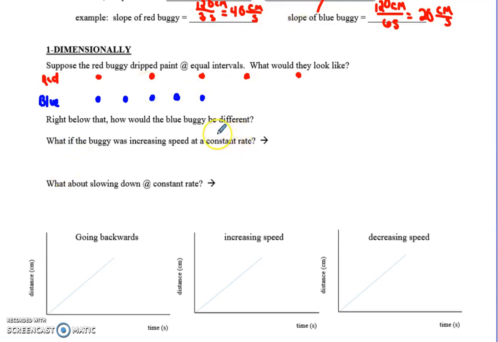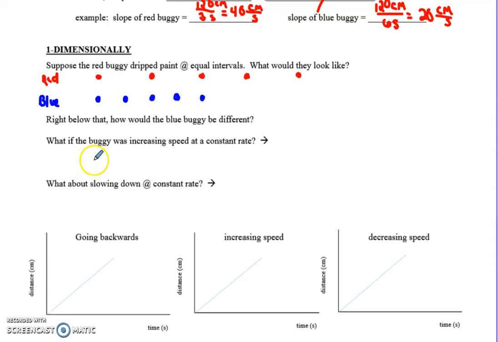Okay, so we can represent this speed by these drips, and we'll talk more about that in a bit. All right, so what if the buggy was increasing its speed at a constant rate? Notice that the distance between every successive drip is equal, meaning that it's moving at that constant speed. So now we're flipping the question: what happens if it's not traveling at a constant speed? What happens if it's increasing that speed?